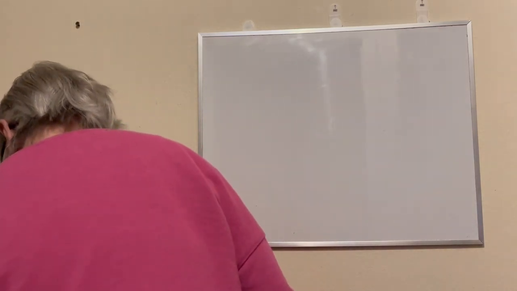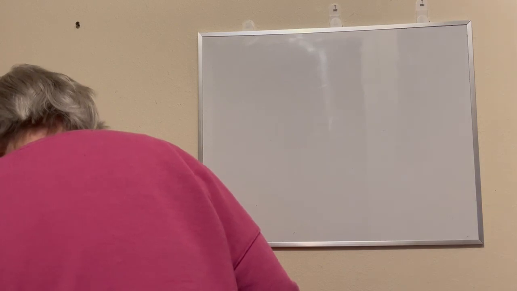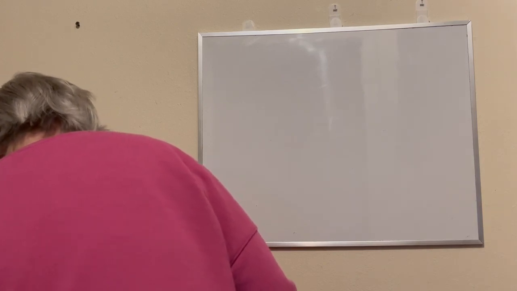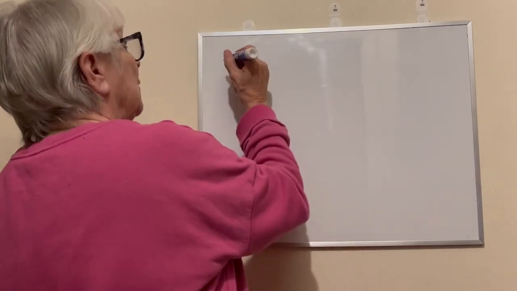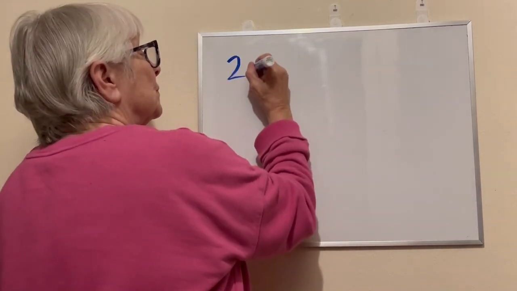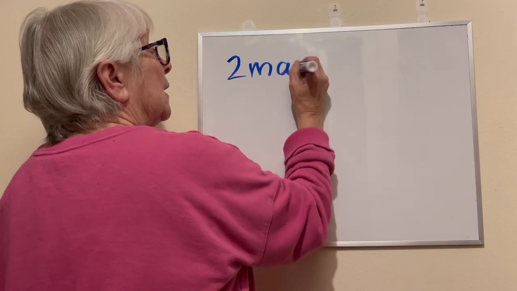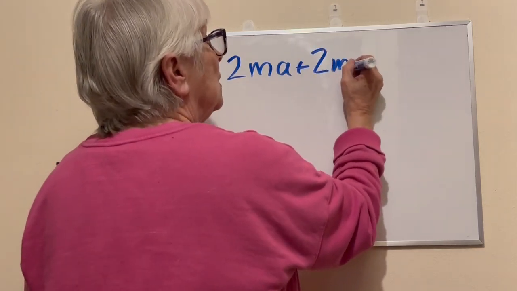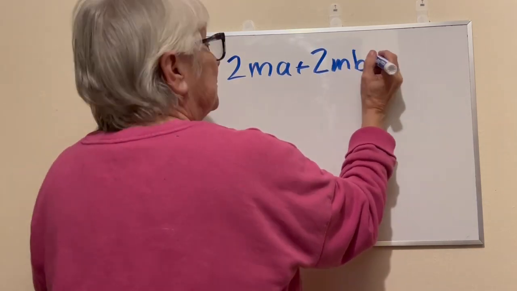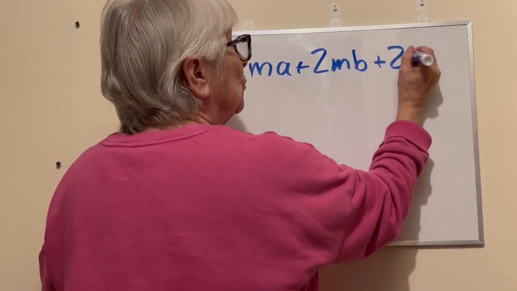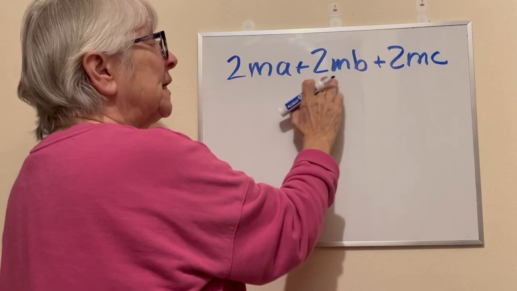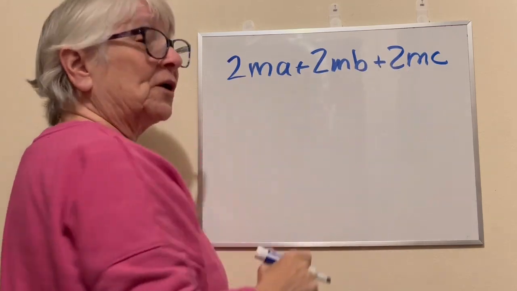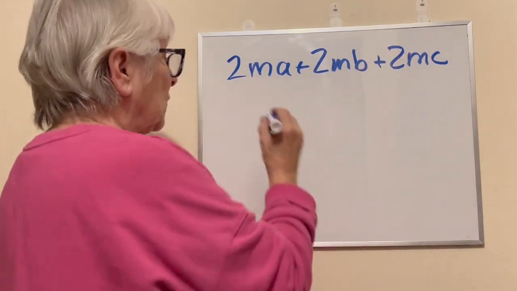Okay, let's try this one. If I can find it. There it is. 2ma, now I remember, 2ma plus 2mb plus 2mc. Obviously, I can factor a 2 out because there's a 2 in every single one.